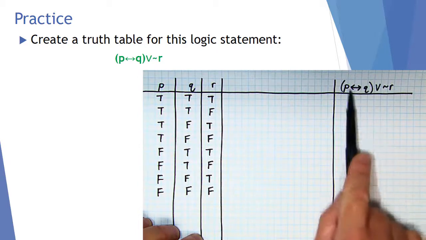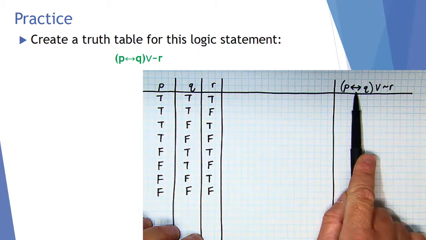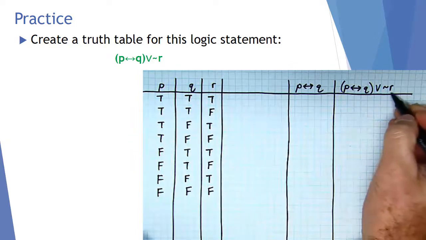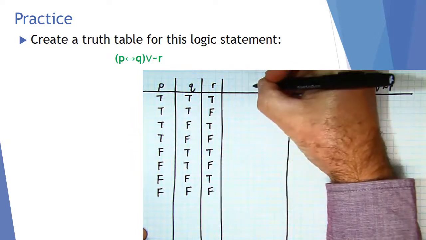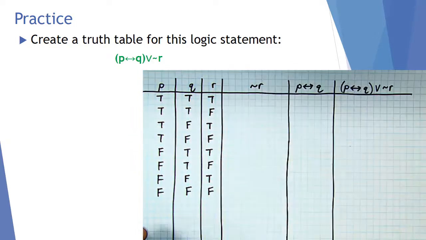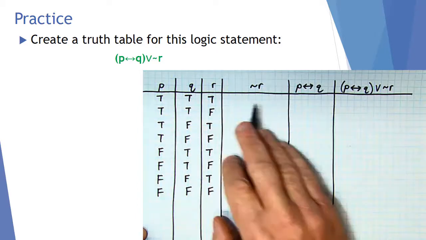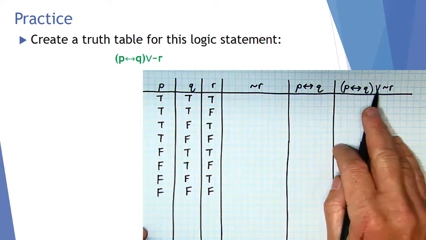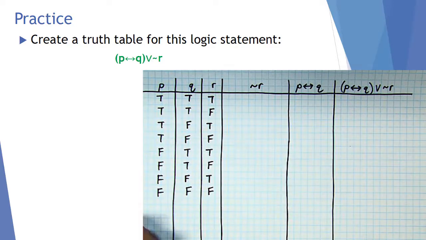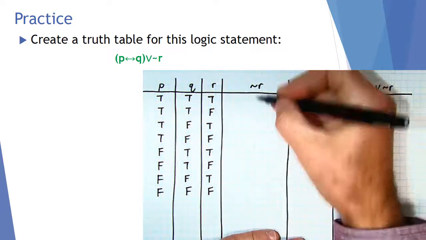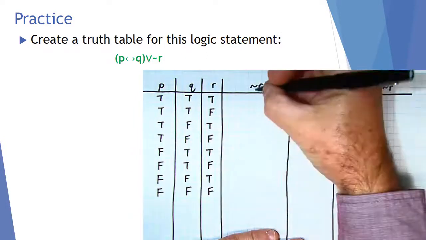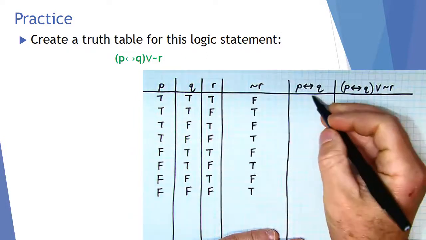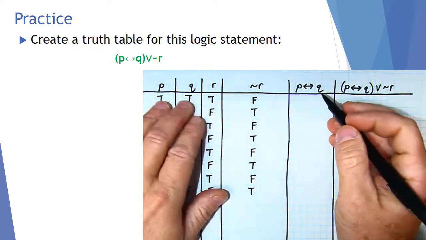Now, what do we need to do to build that? Well, we're definitely going to need a P if and only if Q column. And the other column we're going to need is the negation of R. And that'll do it. Once we have the negation of R and P if and only if Q, then we can test the disjunction and fill in our last column. Here we go. The negation of R, of course, is just going to reverse all the entries for R. P if and only if Q, let's go test those.